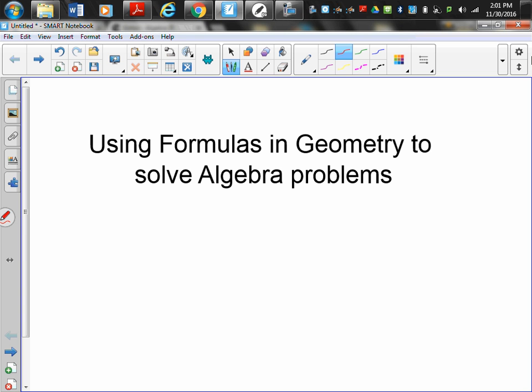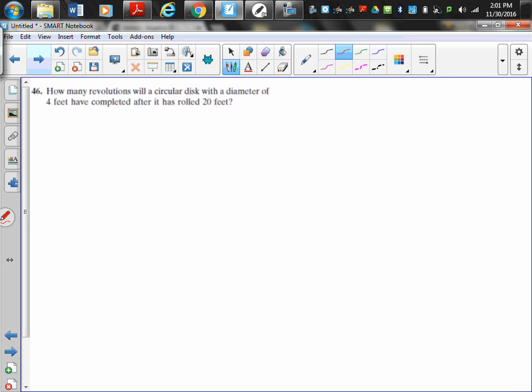All right, so we're using formulas and geometry to solve algebra problems. Yesterday we had an assignment, so let's look at some of those questions. The first question that you had to work said, how many revolutions will a circular disc with a diameter of 4 feet complete after it has rolled 20 feet?